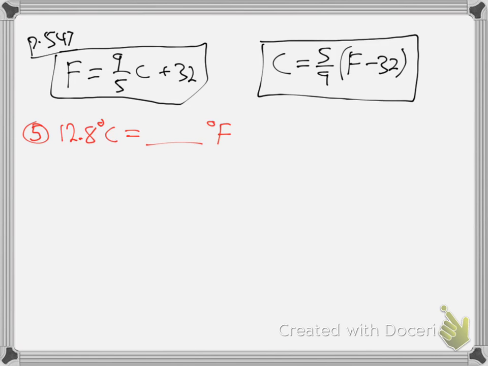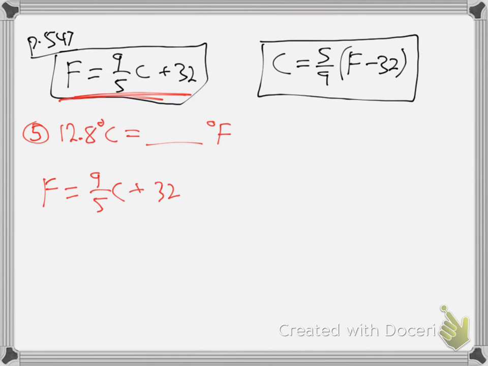Okay, so we're going to use one of those two formulas. How do we know which one? Well, the one that has in the front what you want. What do I want on this one? I want Fahrenheit. So which one has Fahrenheit in the front? This one, the first one. So I use F equals 9/5 C plus 32.